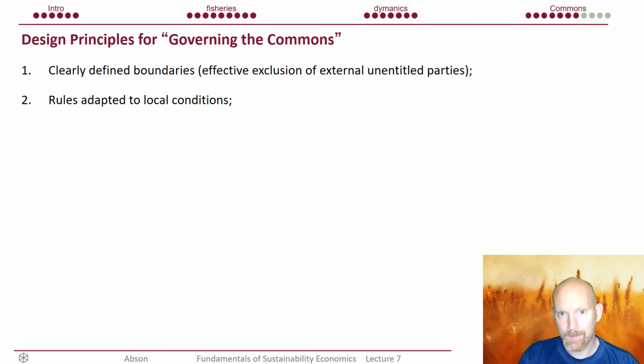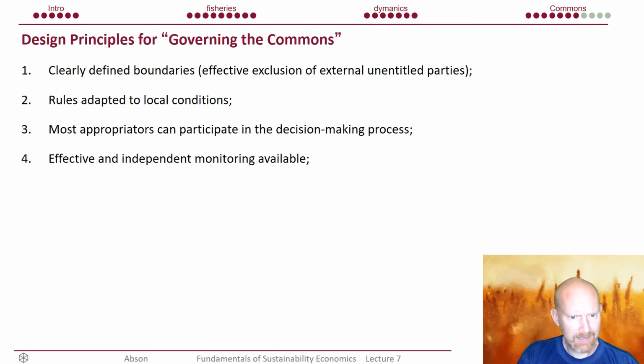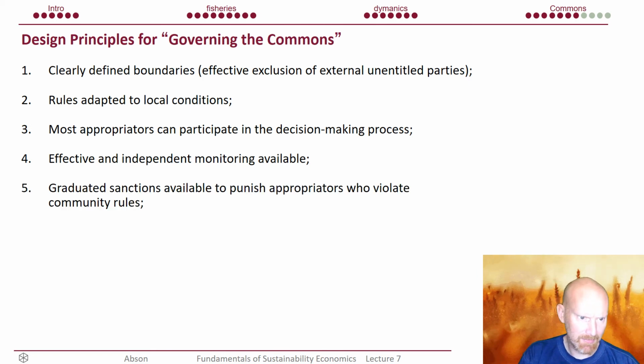So how to manage that system is quite context dependent, and those rules need to be generated locally. But when you're thinking about how to manage that system, the people who appropriate resources in that system have to be involved in the decision making process, because if they're not, they don't accept the legitimacy of those rules. Then you need effective and independent monitoring available. So you need to have this external monitoring to see how well the system's been managed. And you need to have graduated sanctions available to punish appropriators who break those rules.